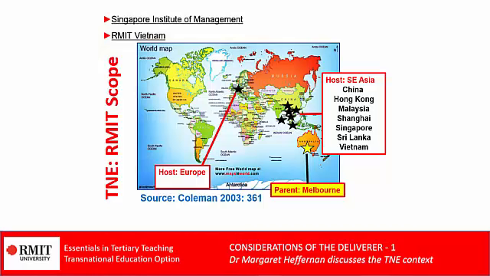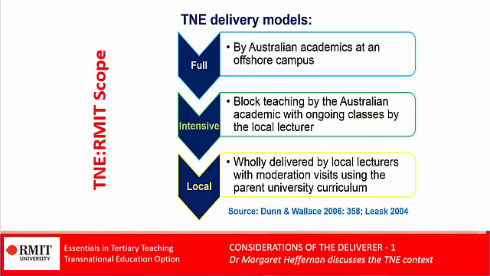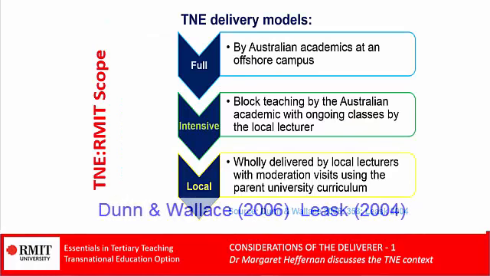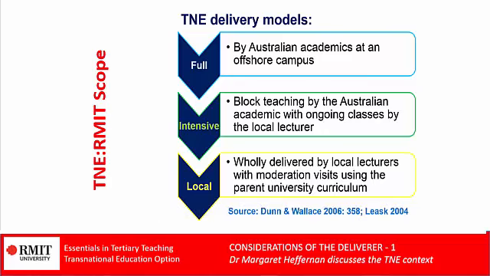So we've talked about the different types of TNE in Asia. So if we look at RMIT's scope, and we've given you two links there to Singapore Institute of Management and RMIT Vietnam, that we have very strong presence in, but we're also delivering in Hong Kong, Malaysia, Shanghai, Sri Lanka, and also now in Barcelona. If we look at the TNE delivery models, I'd really like you to go to the Dunham, Wallace and Leask references and read about this, because it really does impact on our teaching practice.